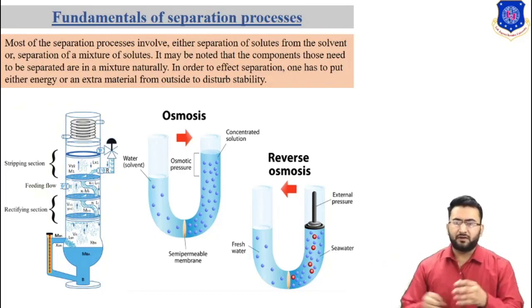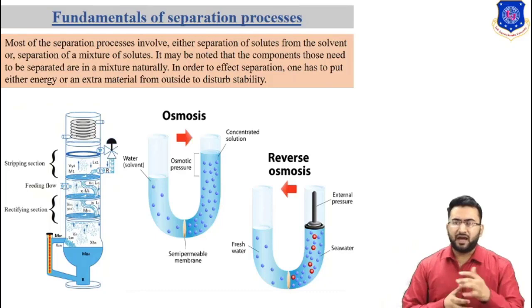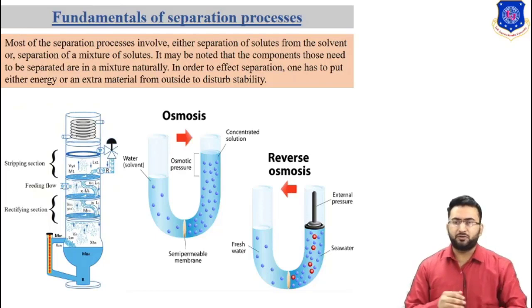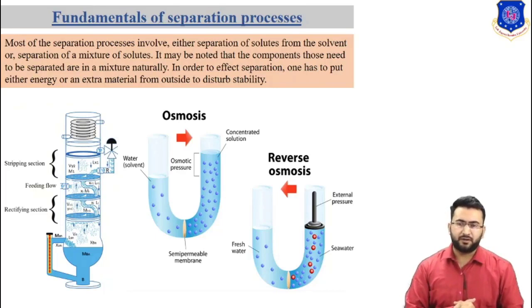So distillation is one type of equilibrium governing process, whereas osmosis and reverse osmosis are rate governing separation processes. In osmosis, a chemical potential difference makes separation possible, whereas in reverse osmosis, a pressure difference makes separation possible.